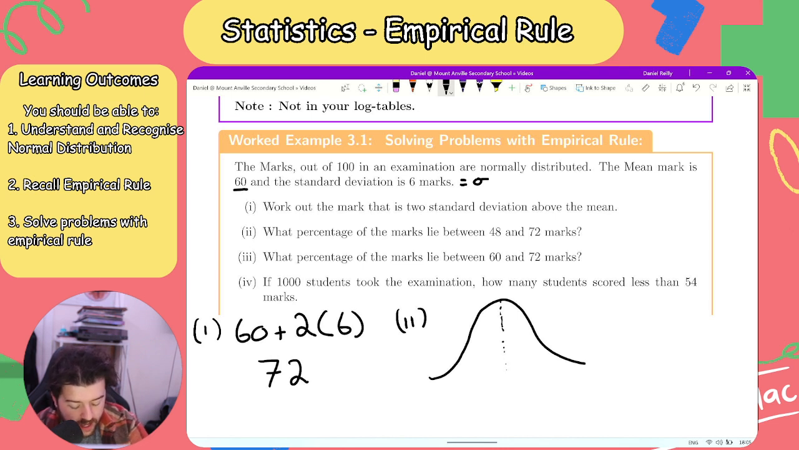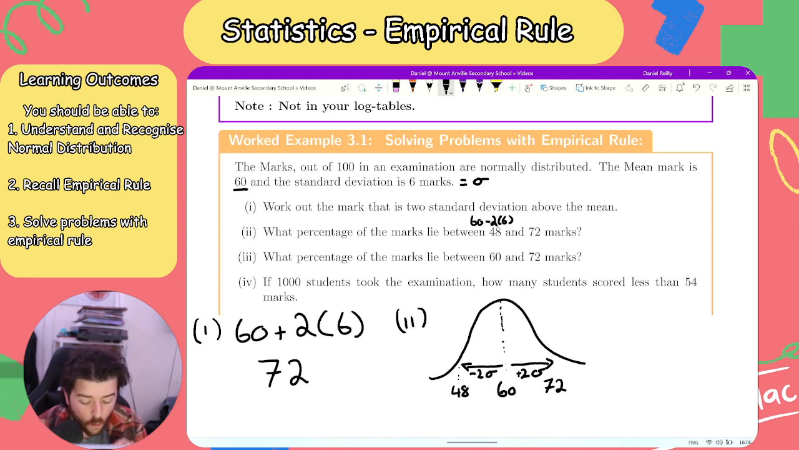I know my mean is 60 and that is in the middle. I notice here, well, 72, that is 2 standard deviations above the mean. And then 48, if we recognize, is 2 standard deviations below the mean, because that is equal to 60 minus 2 times 6. So 60 minus 12, which is 48. So 48 lies 2 standard deviations below the mean. So we subtracted 2 standard deviations. And then 48 marks is here.